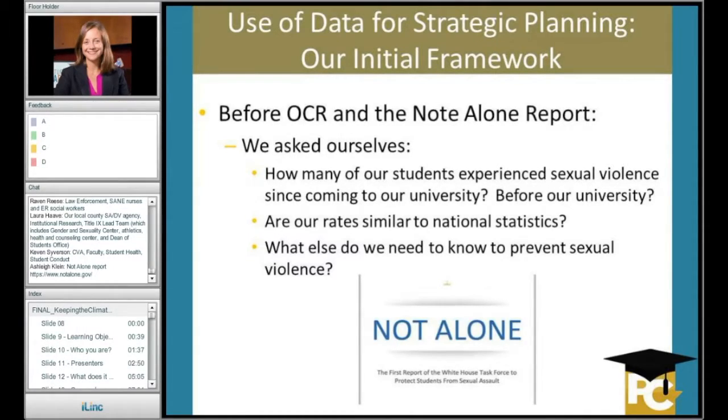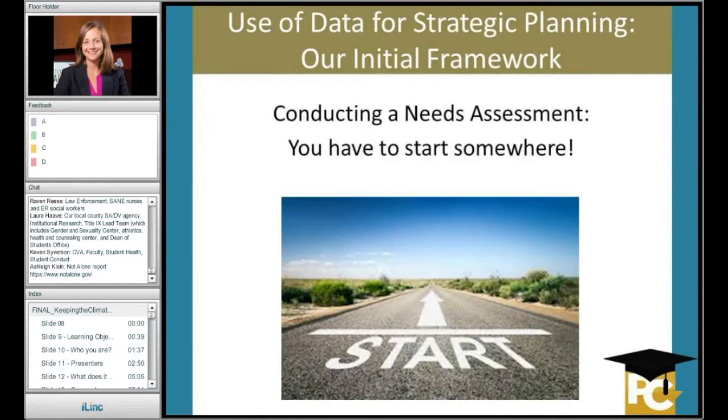What are the issues of sexual violence on our campus? What did students experience before coming to our campus, and after? And what do we really need to know in order to prevent sexual violence? So those are some of the questions that we were asking. As we were talking, we were throwing around different ideas amongst ourselves of what we needed to do, what this could look like, and I think the point was that we just started somewhere. So we had this idea to create a campus climate survey before the Not Alone report came out, but then once we had the Not Alone report, which was literally about a month or two later after we'd already submitted funding for an internal grant, that really helped guide our efforts.